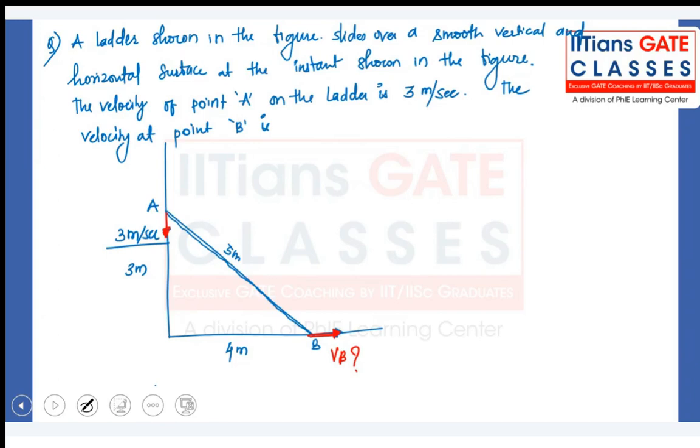Okay, I'll give 1 more minute to you to think on it. So if you put a ladder, the vertical and horizontal surface is smooth, it is clear that it will slide down. So it is coming down at 3 meters per second. So what is the velocity of point B going away? Yes, 2.25 is the correct answer, Abhishek.